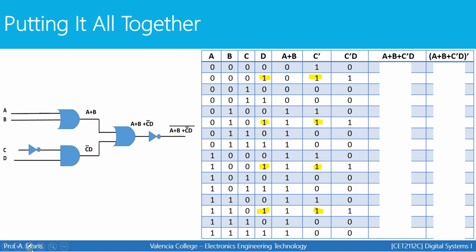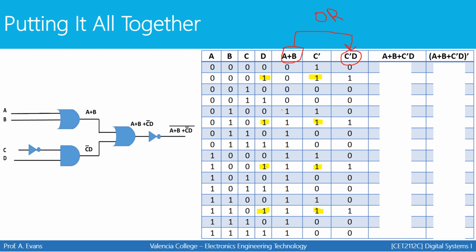Next, we have A or B going into the OR gate with not C and D. So I'm going to be looking at these 2 columns, and I'm going to perform the OR operation on those 2 columns. So when I decide to fill in this truth table, the first thing that I'm going to do is sort of look ahead.